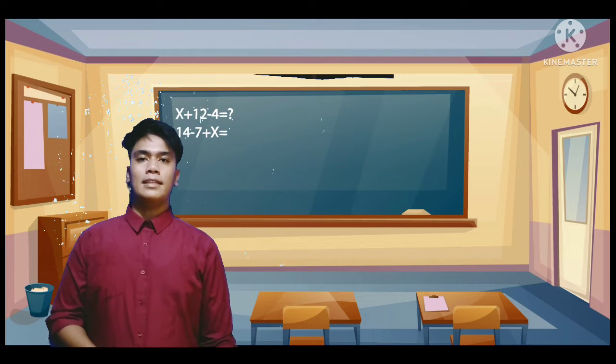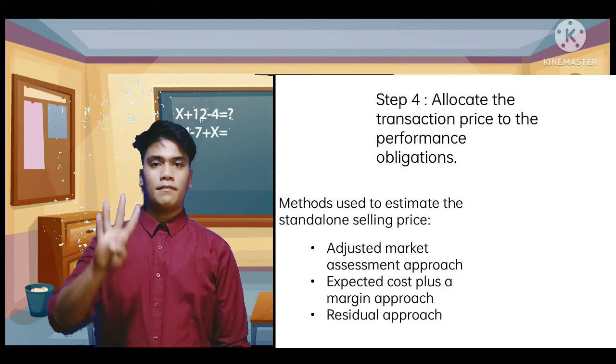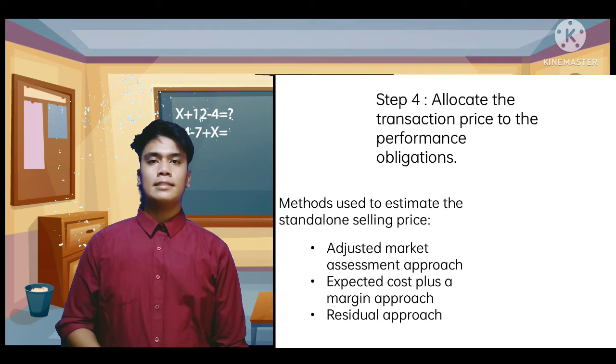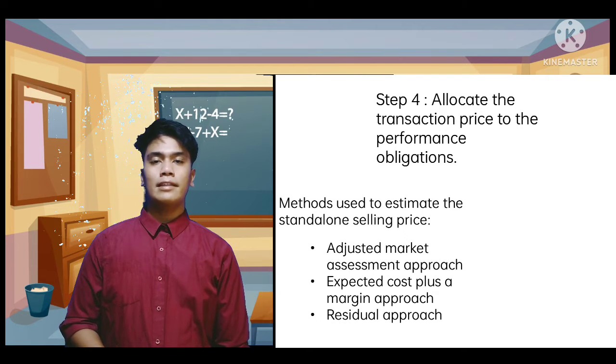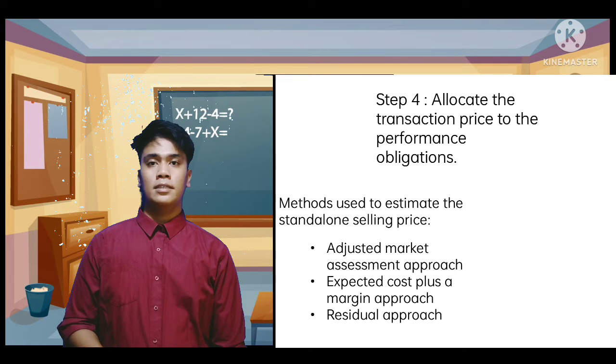Pag-usapan naman natin ang Step 4. Step 4. Allocate the transaction price to the performance obligations. The transaction price is allocated to each performance obligation identified in a contract based on the relative stand-alone price of the distinct goods or service promised to be transferred.